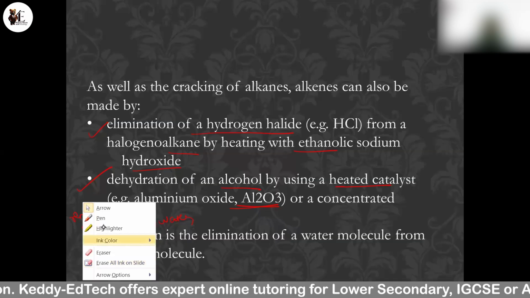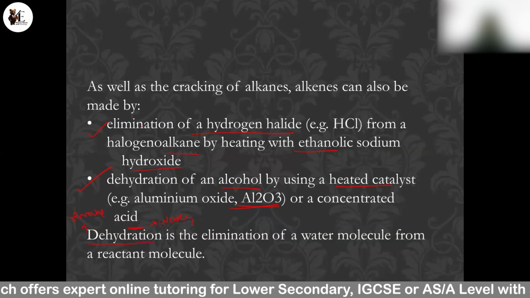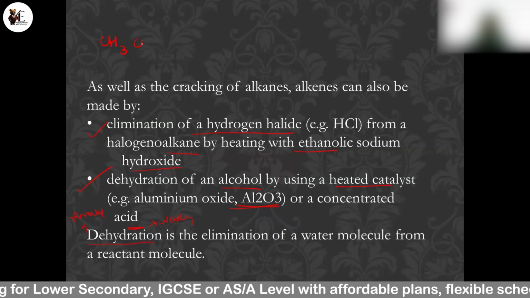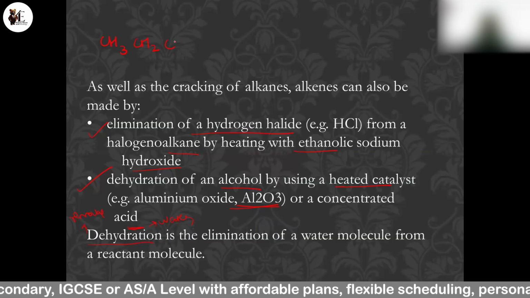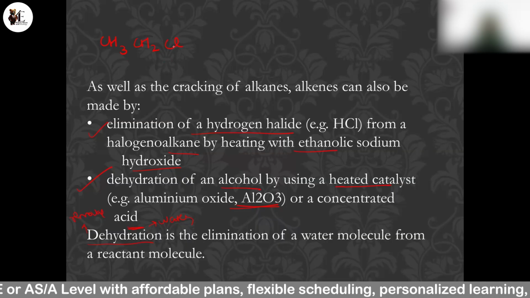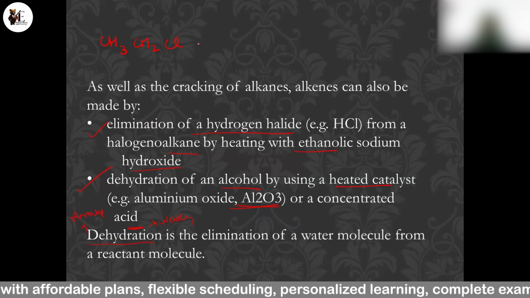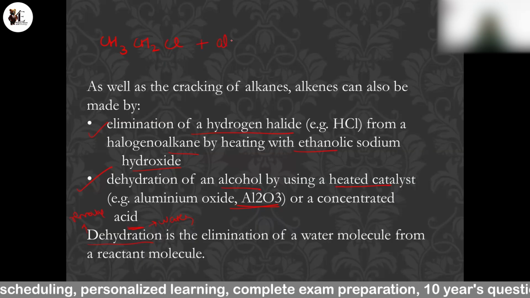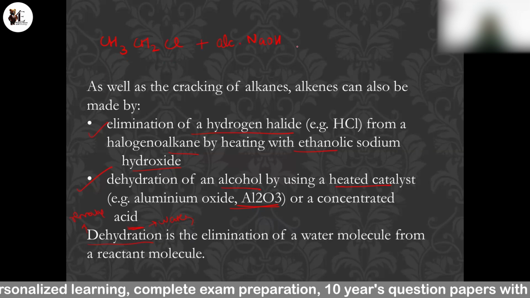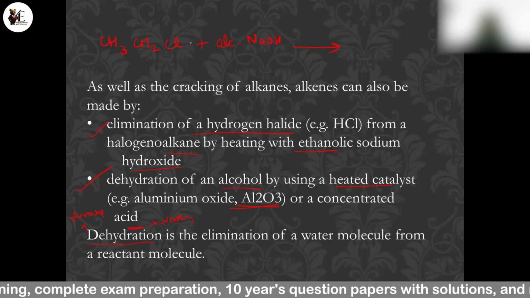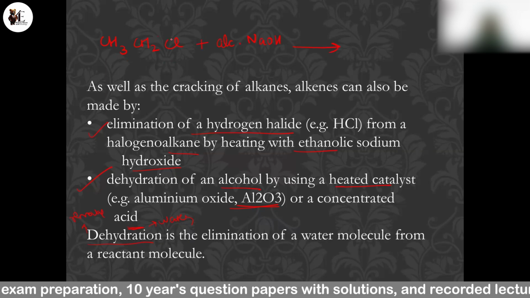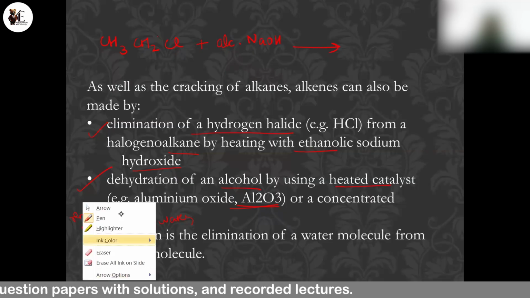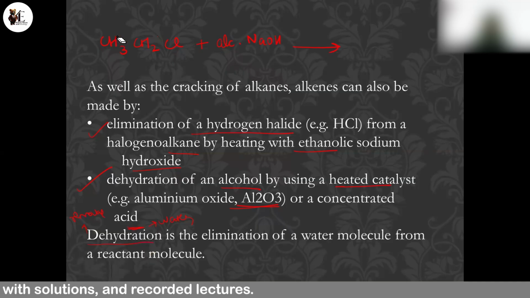Okay, so write down this thing. I'll explain it to you by an example. Elimination of hydrogen halide from a halogenoalkane. Suppose we take CH3CH2Cl. This is a halogenoalkane, because Cl is a halogen and it is an alkane. So when you react it with ethanolic sodium hydroxide, ethanolic means alcoholic. So I'm writing alcoholic sodium hydroxide. Then what happens? HCl is removed. Okay, Cl from here. Wait a minute. I'm writing it like this, representing all the bonds. It will be easier for you.